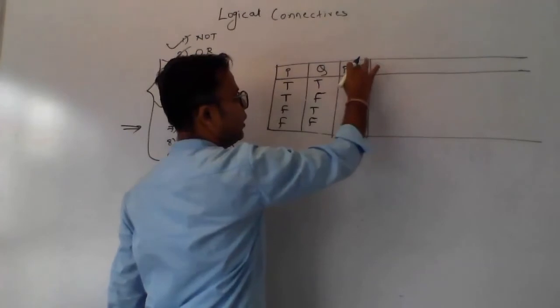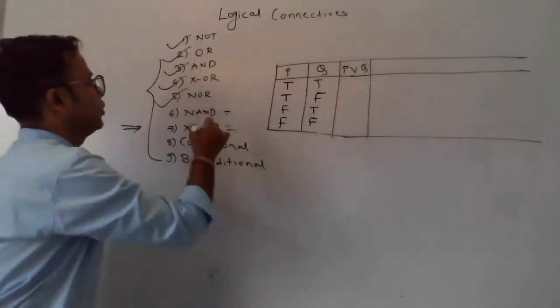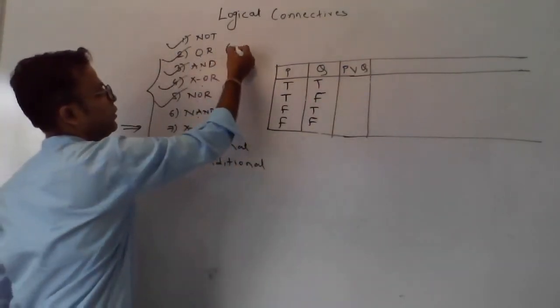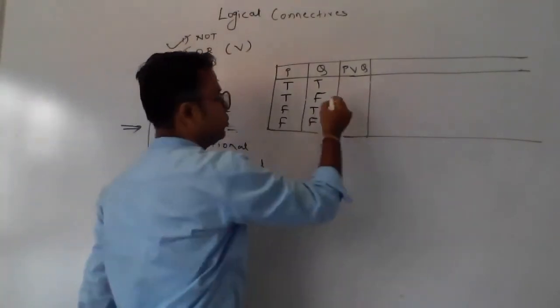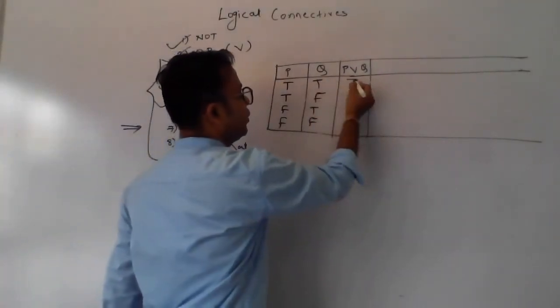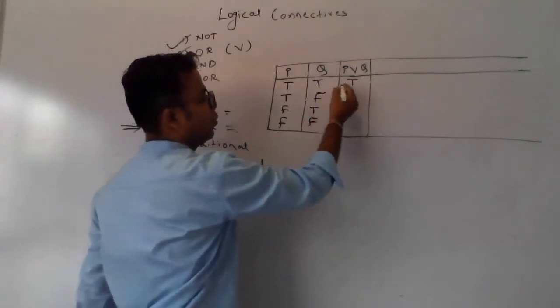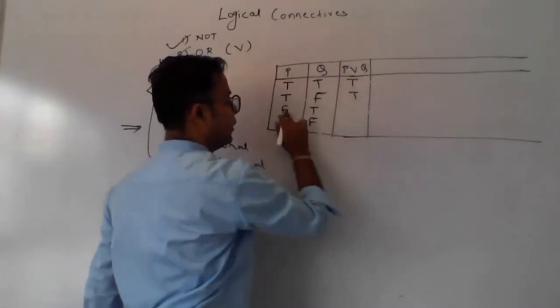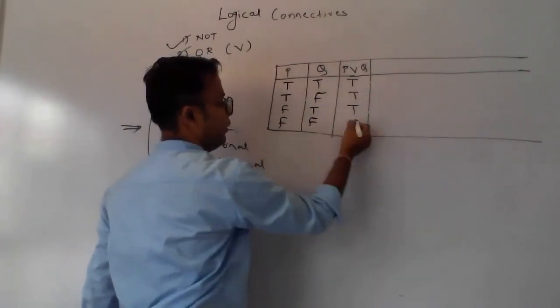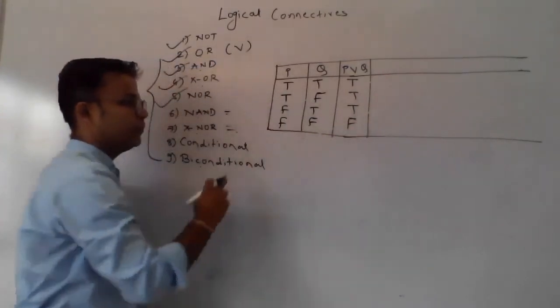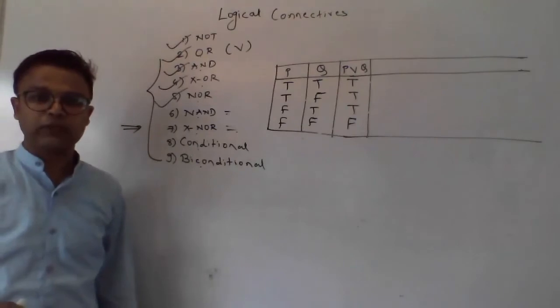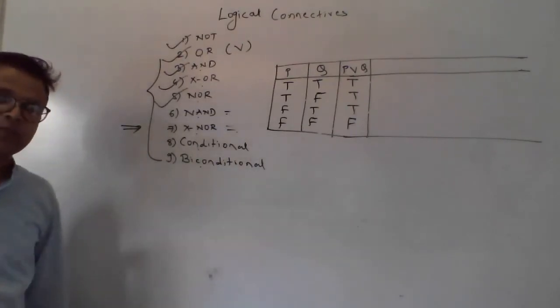This is also called as what? Disjunction. So the notation for OR is this side. And it is true whenever at least one of the truth values is true. So it is like T, T, T, F. In the last case it is F because none of the truth values is true. That's why it is F. So this is your P or Q.